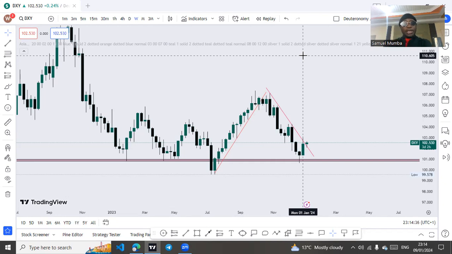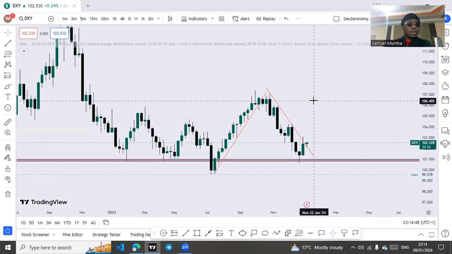So right now in front of me, we have DXY, which is the dollar index. So what is happening for the dollar index? As usual, you know what our strategy is all about. We analyze the market from a bigger picture, scaling down to a smaller picture, okay? So we've started analyzing the market from a weekly time frame. We can see that the market here on a weekly time frame was ranging. We had the range of the market.